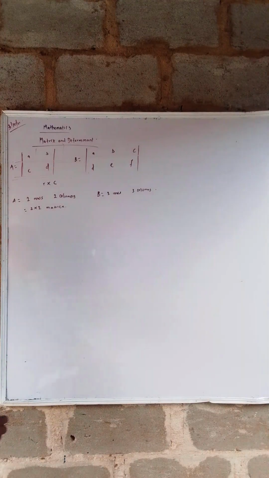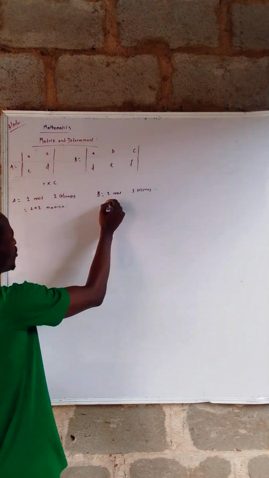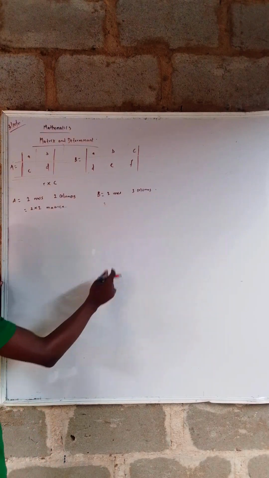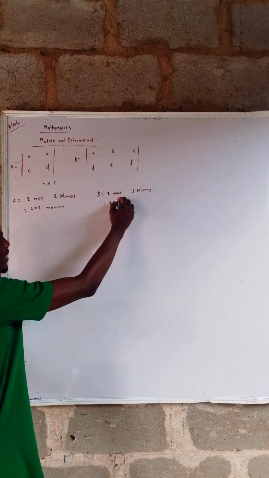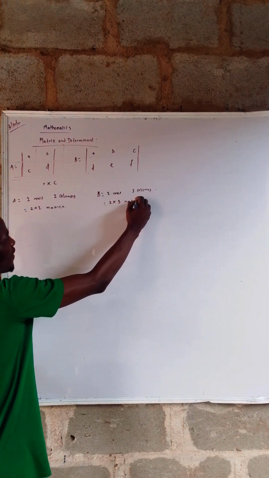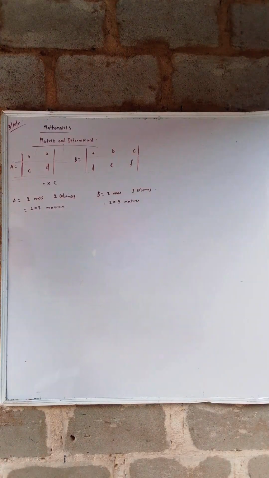Do you understand? Okay. Now, if you want to write it, what type of matrix is this? You call it what? A 2 by 3 matrix. Do you see that? Very simple.